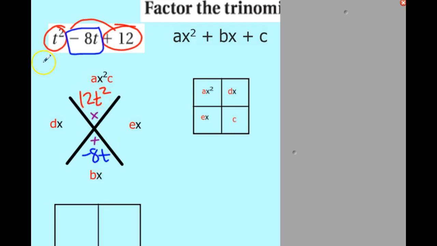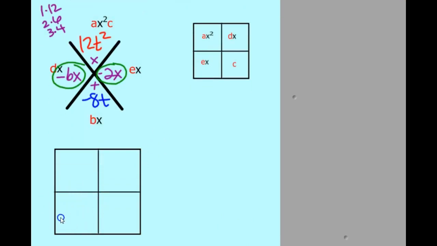Well, factors of 12: 1 times 12, 2 times 6, or 3 times 4. The only ones that are going to add to give us 8: 3 and 4 gives us 7, 6 and 2 would give us 8. But they all need to be negatives, so 6x and 2x. Two negatives there add to make negative 8, but multiply to give you positive 12. So these two terms are what go in our diagonal. Negative 6x, negative 2x.